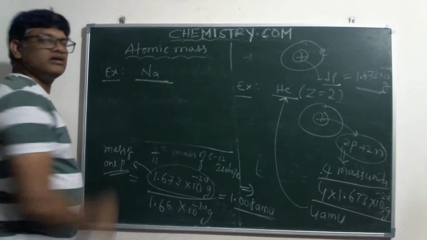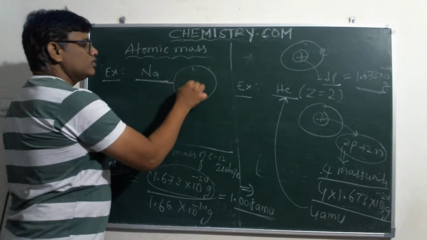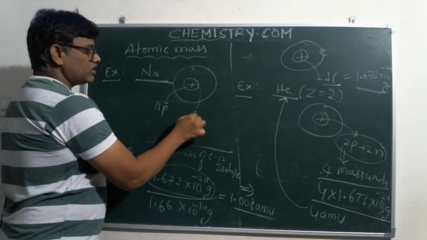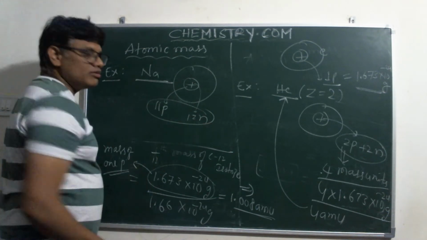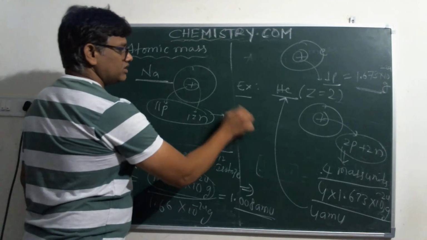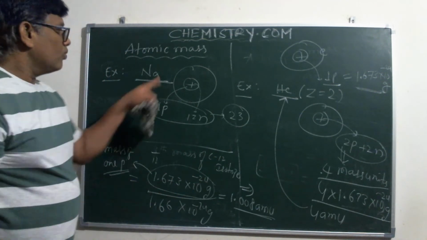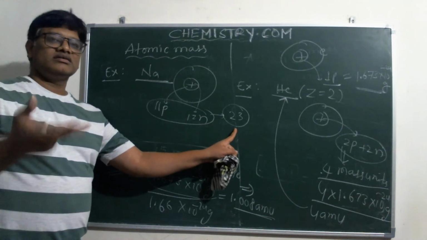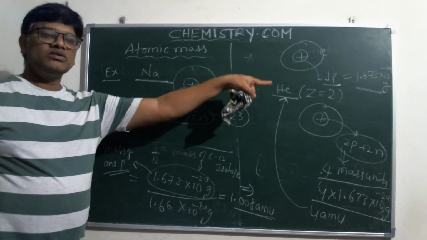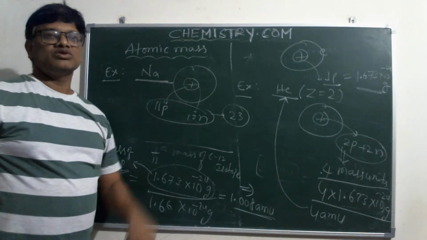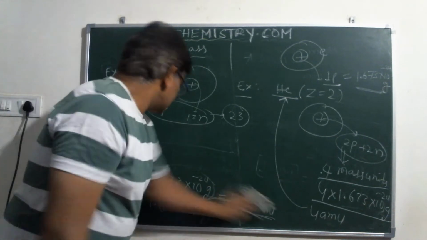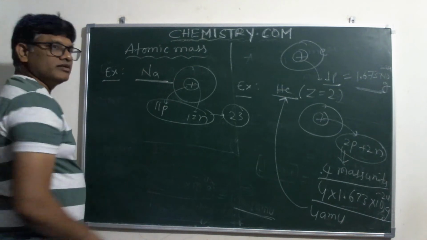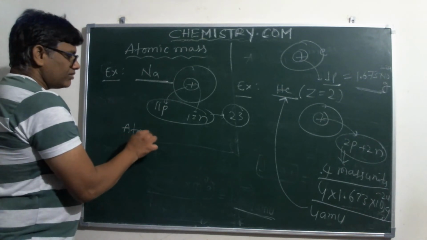Sodium atom over here. In the nucleus there will be 11 protons and 12 neutrons present, so the mass number for this is 23. So the mass of one sodium atom is 23 times heavier than 1/12 the mass of a carbon-12 isotope. So on calculation, we will get the atomic mass of sodium.